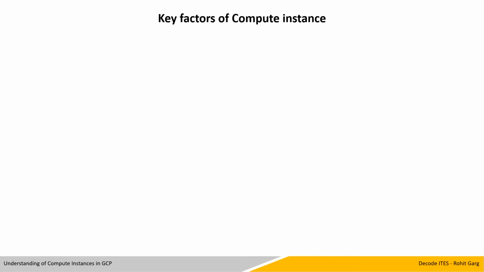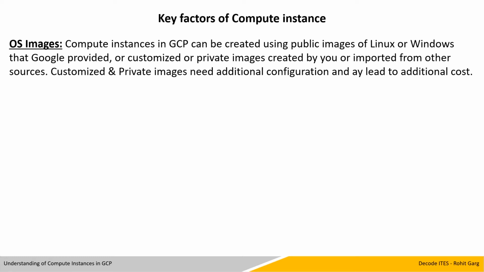Key factors of compute instance in Google Cloud Platform. There are a list of key factors that impact the working and the planning of compute instance in Google Cloud environment. Let's start with them one by one, with their impact and description. First is OS image. Compute instance in GCP can be created using public images of Linux or Windows operating system that Google provides, or customized or private images created by you or imported from other sources. Customized and private images need additional configuration and may lead to additional cost.